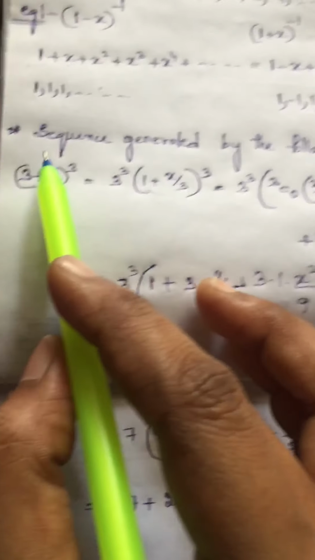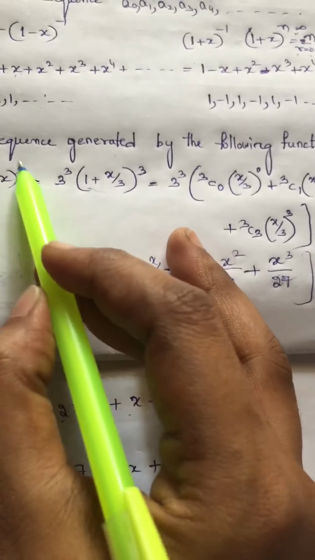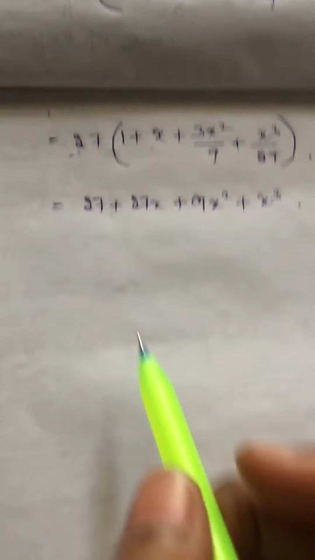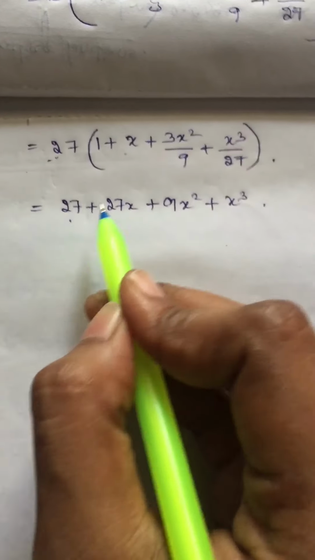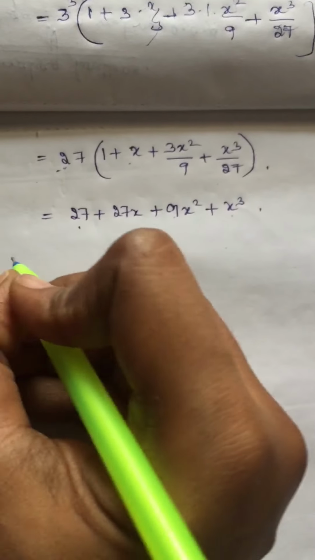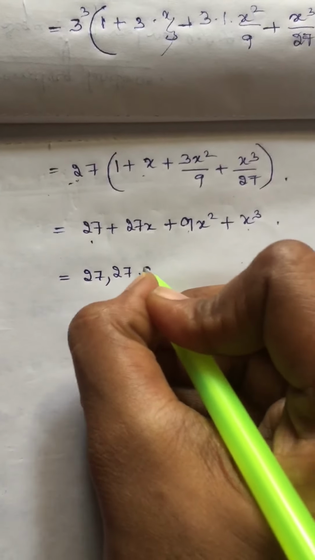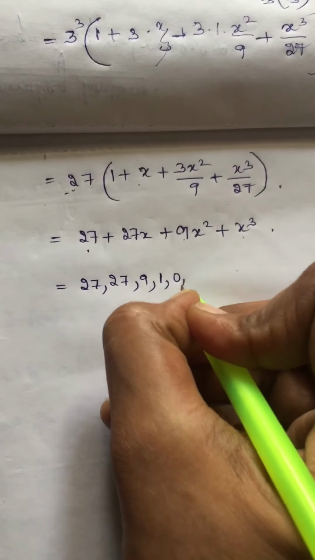We get x cube. What is the sequence? The question was the sequence generated by the following function. For this function, the sequence generated is 27, 27, 9, 1, 0, 0. The remaining terms are always 0. So the sequence is 27, 27, 9, 1, 0, 0 up to infinity.